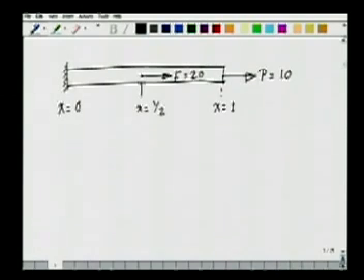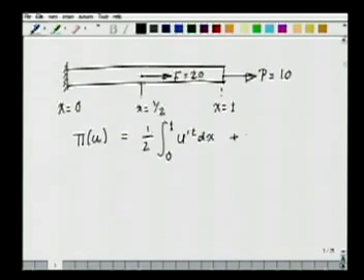If I go ahead and write the total potential energy for this problem, it will be half integral of 0 to 1 u prime squared dx plus 20 u evaluated at x equal to half, sorry, not plus but minus 10 u evaluated at x equal to 1.